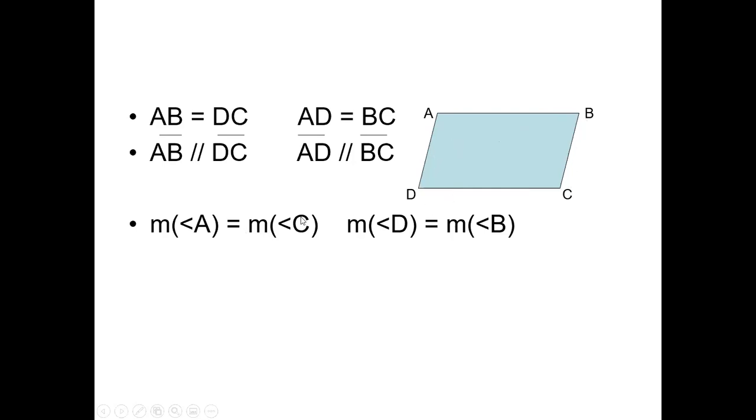The second property, each 2 opposite angles are equal in measure. Opposite means angle A and angle C, they are opposite. They have the same measure. Angle B and angle D, also they are opposite, then they have the same measure.